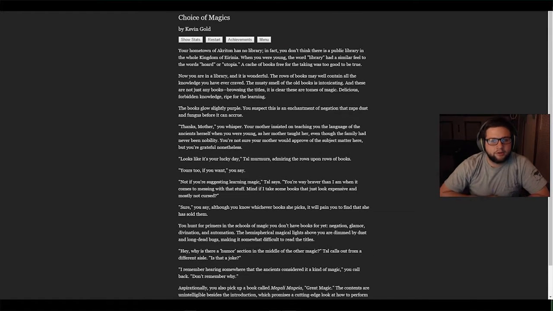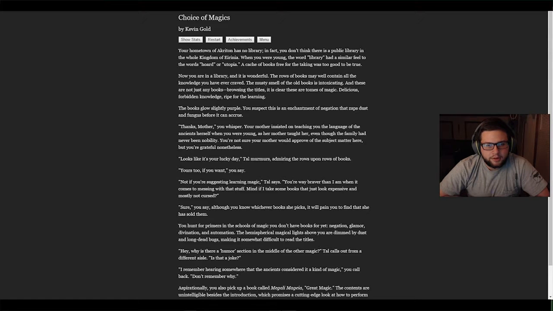Your hometown of Akraton has no library. In fact, you don't think there is a public library in the whole kingdom of Irenia. When you were young, the word library had a similar feel to the words hoard or utopia. A cache of books free for the taking was too good to be true. Now you are in a library, and it is wonderful. The rows of books may well contain all the knowledge you have ever craved. The musty smell of the old books is intoxicating, and these are not just any books. Browsing the titles, it is clear these are tomes of magic, delicious, forbidden knowledge, ripe for the learning.